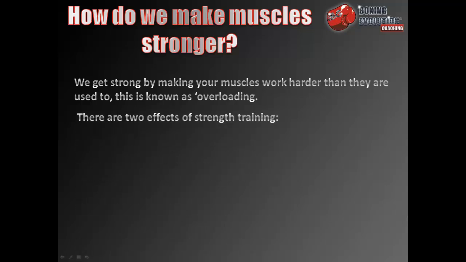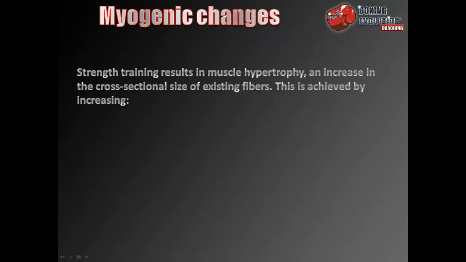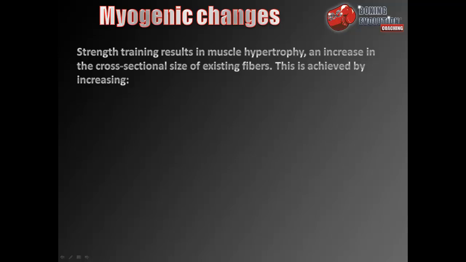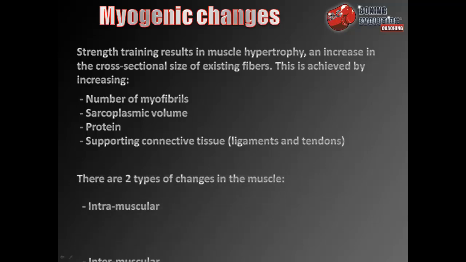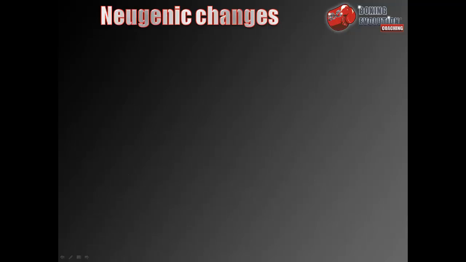There are two effects of strength training: myogenic and neurogenic. Myogenic changes. Strength training results in muscle hypertrophy and increasing the cross-sectional size of existing fibres. This is achieved by increasing the number of myofibrils, the sarcoplasmic volume, the protein, and the supporting connective tissues, also known as the ligaments and tendons. There are two types of changes in the muscle: intramuscular and intermuscular.